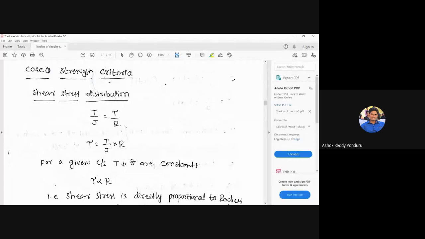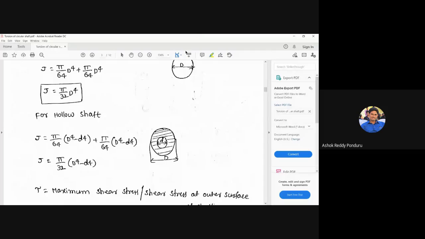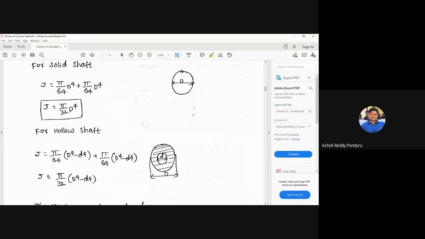For a given cross section, T and J are constant. What is the meaning of this sentence? We can look at one example. I select one cross section. Which cross section can we select here? The cross section on which the maximum twisting moment is acting, like a maximum bending moment or a maximum shear force. We can select that one here.